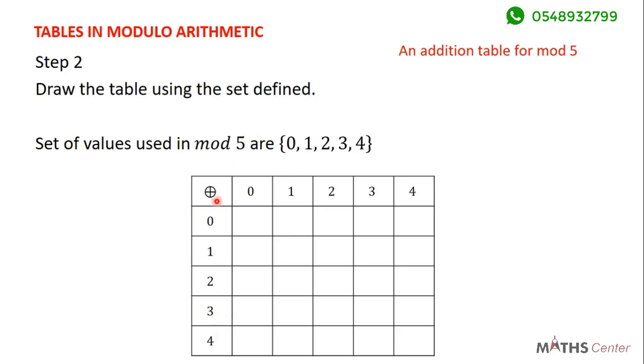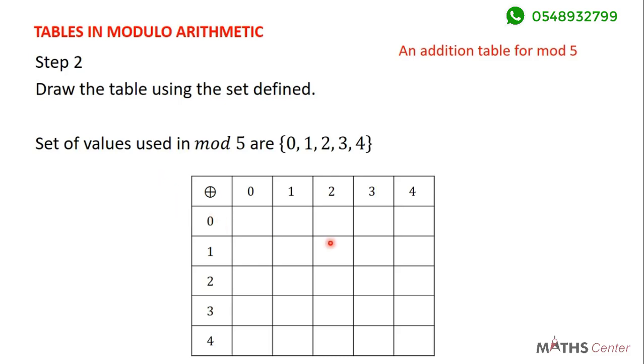In the first cell, you will write the sign of the operation you are going to perform. We want to draw an addition table, so the operation is addition. So in the first cell of the table, you write the addition sign, then we draw a circle around it. You then list the set of numbers in the first row and the first column, just as we have here. After you have drawn the table like this, you fill it out completely by performing the operation in the given modulus.